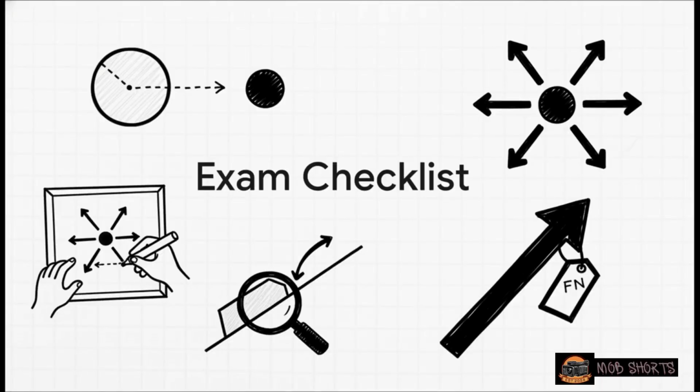Number 1, always isolate the object. 2, make sure your arrows are clear and they all start from that central dot. 3, label every single force. 4, when you see a slope, pause and double-check your directions, especially for normal force and weight. And last but not least, practice. A neat, clear diagram makes the problem so much easier to solve.